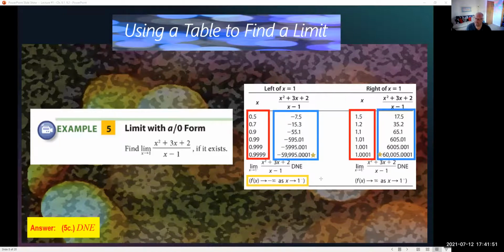f of x will approach -infinity, meaning y values will approach -infinity. Look at the star. As x approaches -1, look at the red box as x approaching -1. And likewise, here we make a statement that the y values approach positive infinity. Look at the star by 60,000 there as x approaches 1 from the right.